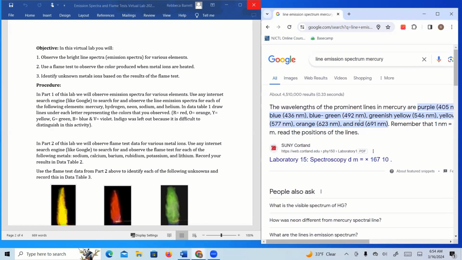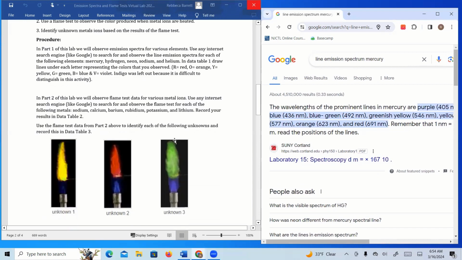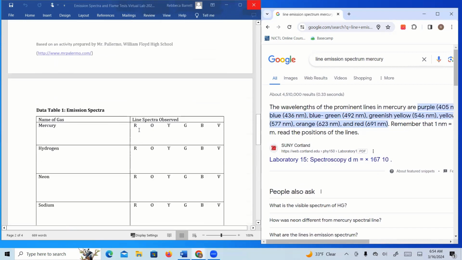So I have a line at purple, a line at blue, a line at blue-green, a line at green-yellow, yellow, orange, and red. So if I wanted to, I could come down here and just draw the lines, right? So there's one at red, there's one at orange, there's one at yellow, there's one at green-yellow, so I might put that one in the middle, one at blue-green, so I might put that in the middle here, one at blue, and one at purple or violet, okay?